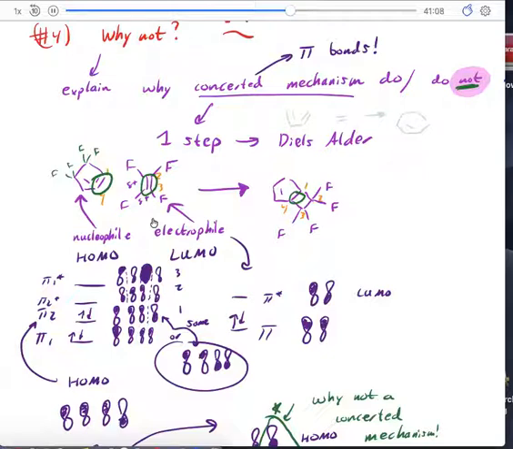Diels-Alder. Isn't that where you have like 4 carbons and then ethylene and it basically makes this? Oh, okay. But so does that happen in one step? Yes, that is concerted because the HOMO and the LUMO will add up together.